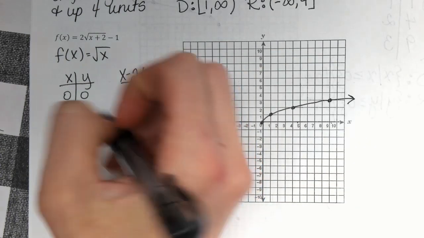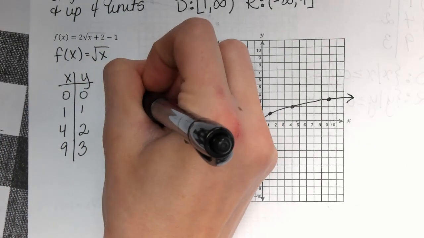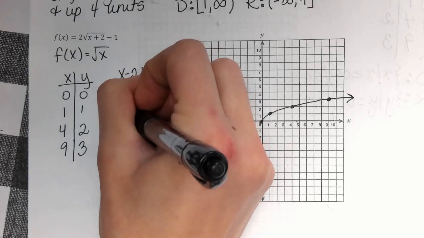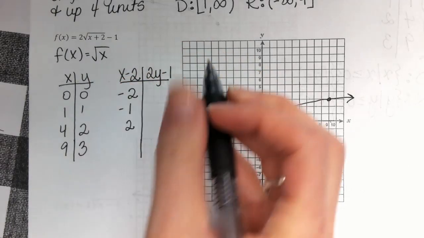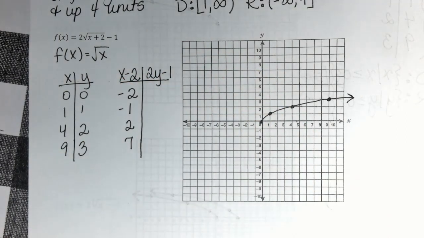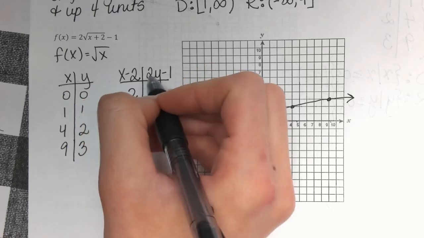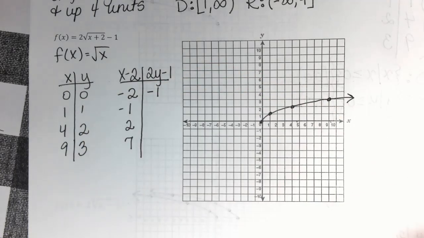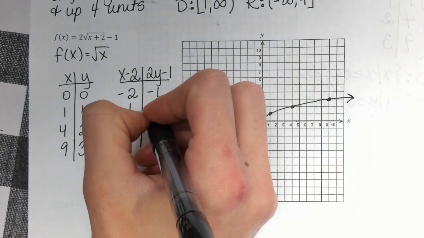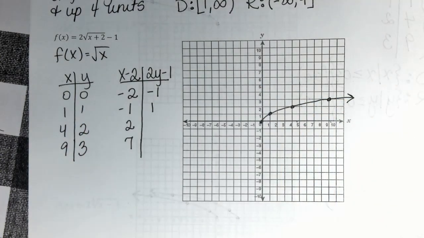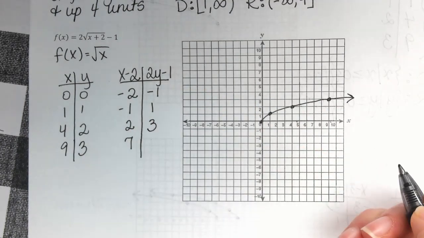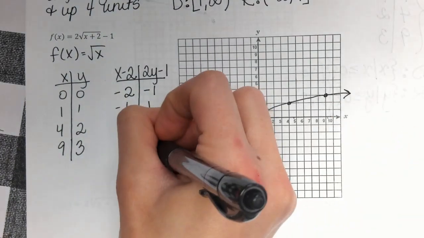Alright, so for my x's, 0 minus 2 is negative 2. 1 minus 2 is negative 1. 4 minus 2 is 2. And 9 minus 2 is 7. And then for my y's, 0 times 2 is 0 minus 1 gives me negative 1. 1 times 2 is 2 minus 1 is 1. 2 times 2 is 4 minus 1 is 3. And 3 times 2 is 6 minus 1, which is 5.